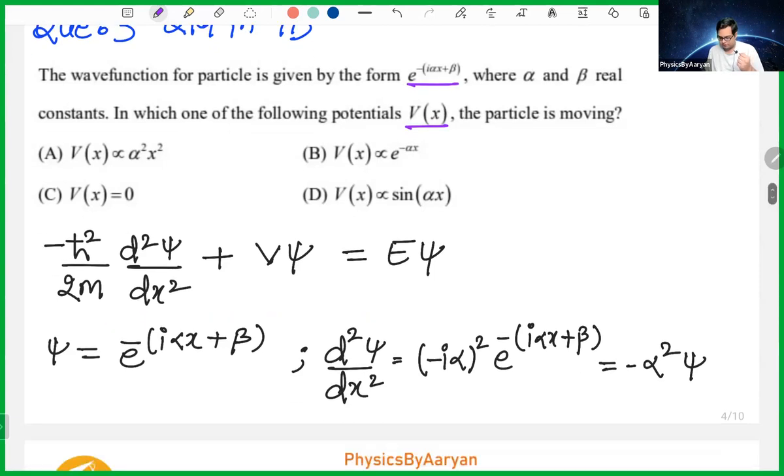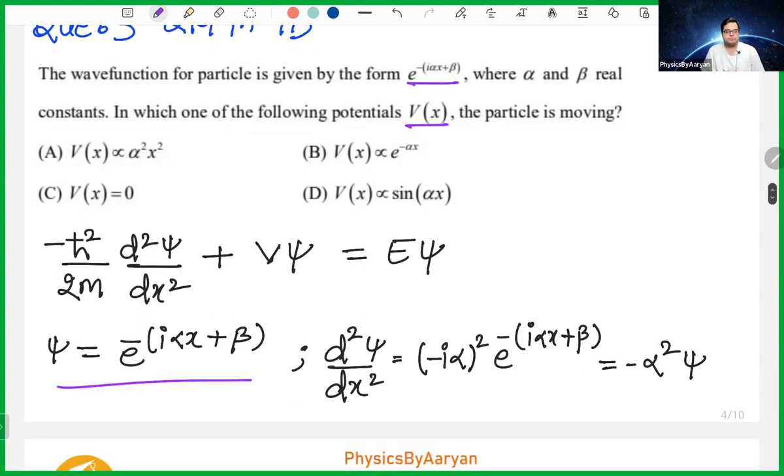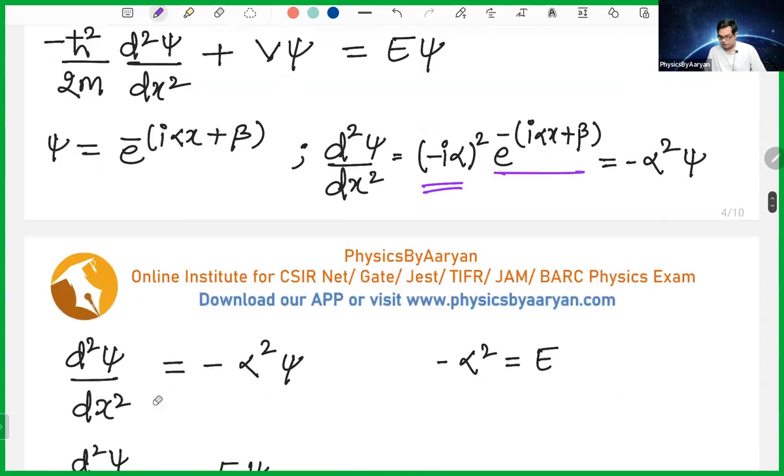And then I take my wave function, and then I take the double derivative of it, just to compare with my equation. So if I take the double derivative, you just do the double derivative of this, you will get minus iota alpha square into e to the power minus iota alpha x plus beta. This can be written as minus alpha square, because iota square is -1 and alpha is alpha square, right? And this thing can be written as phi. So basically what I get is that d square phi by dx square equals minus alpha square phi. Okay.